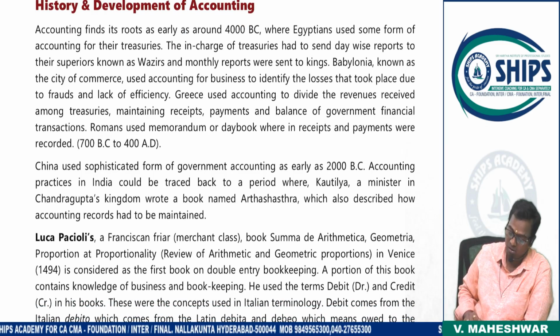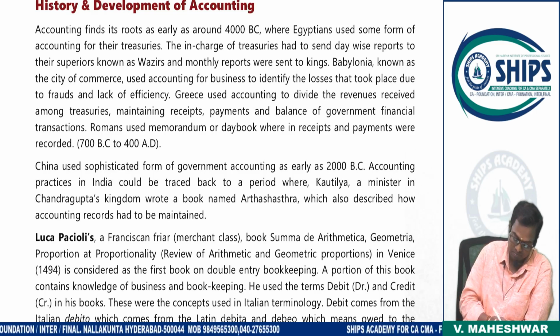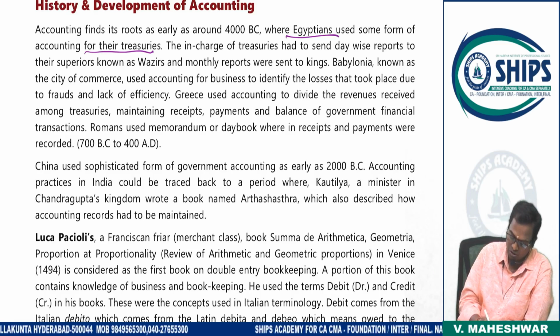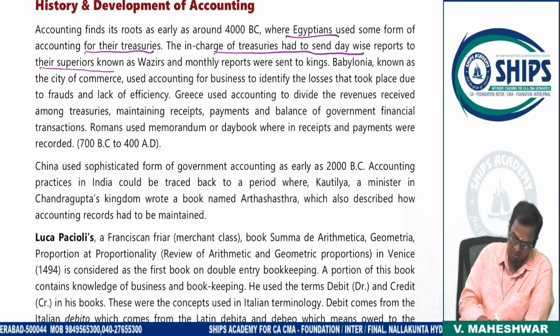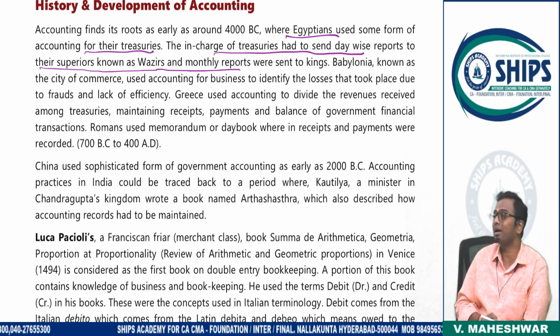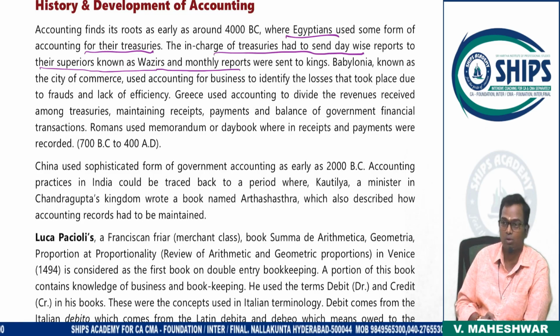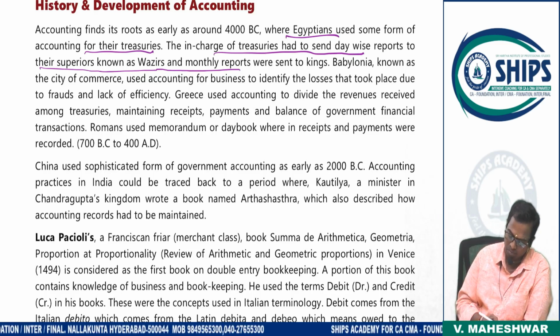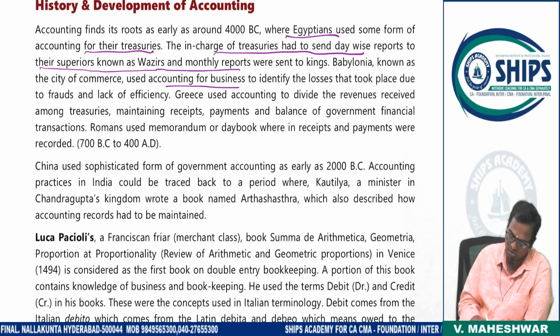Accounting finds its roots as early as 400 BC, before Christ, where Egypt used some form of accounting for their treasurers. The treasurer in charge had to send a day-wise report, or a monthly report, to the supervisor known as the wazir. Previously they were called wazirs, now we say accountants. In another language we call them munshi, who looked after all the accounts of the organization, or you can call them treasurer in modern terminology. The reports were sent to a king. Babylon, known as the city of commerce, used accounting as well.